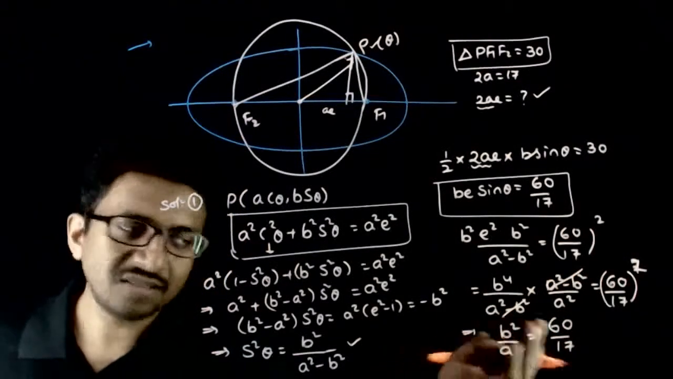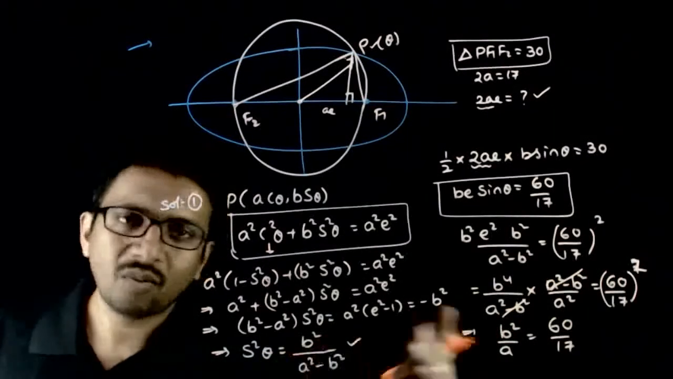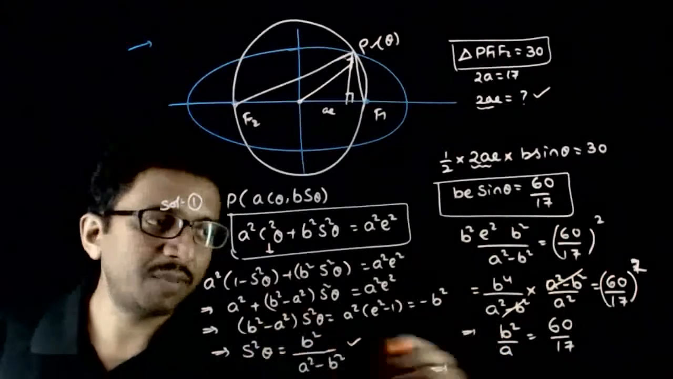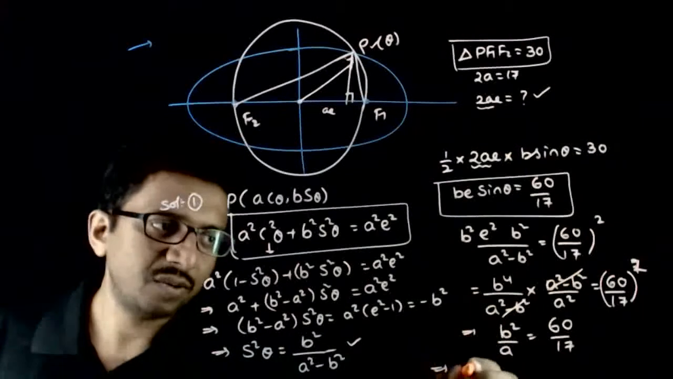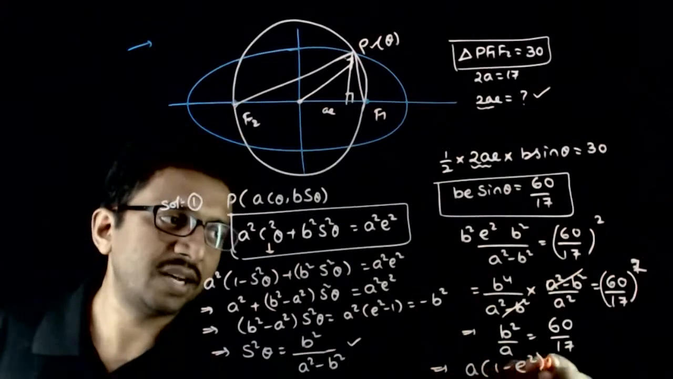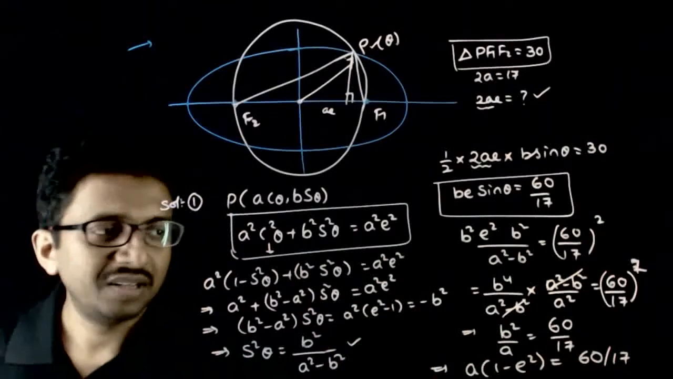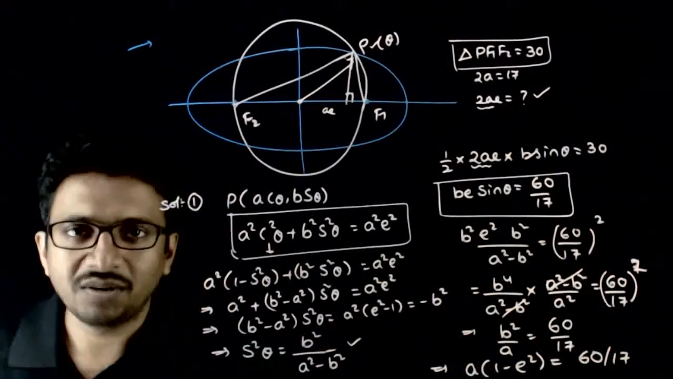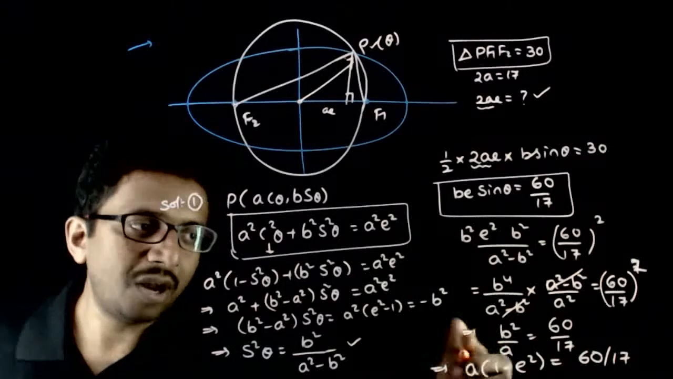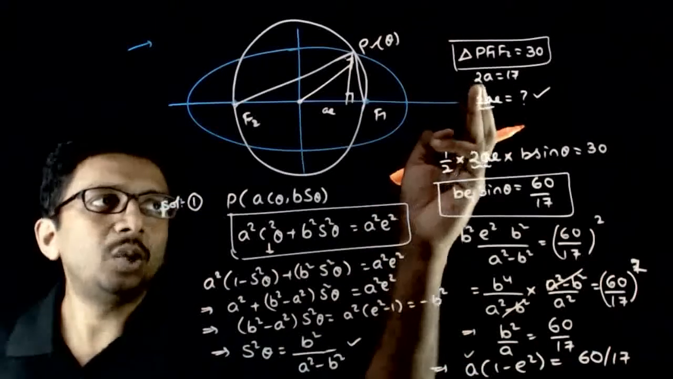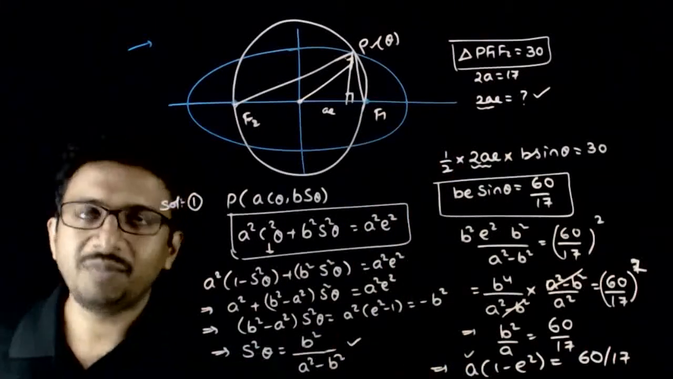B square by A is this. What is B square again? A square into 1 minus E square. So by A, A times 1 minus E square is equal to 60 by 17. So from this, you already know the value of A. 2A is given as 17, so A is 17 by 2.